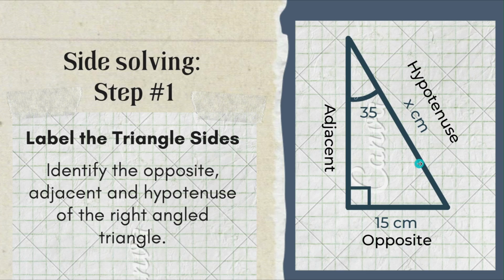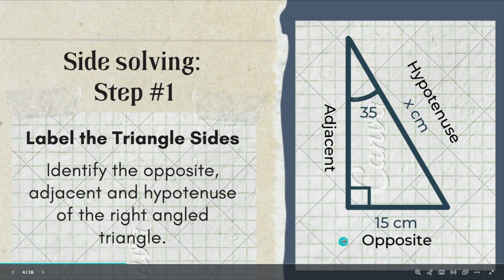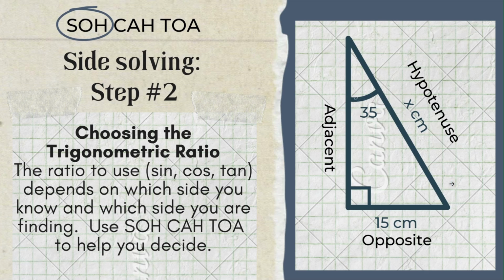And remember that SOH-CAH-TOA, the trig ratios, only work for right angle triangles. So don't try using them for an acute or an obtuse triangle. So in this question, we have to find the hypotenuse, which is labeled as x centimeters.